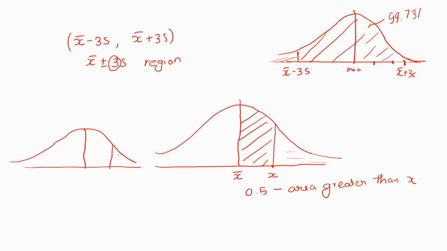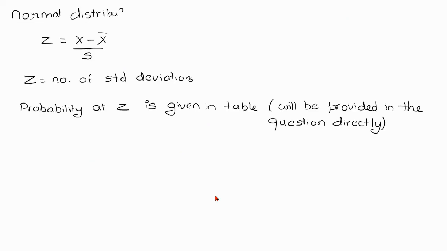If I want this area, and here is my x bar and here is x, then I can write this area as 0.5 minus the area lying between x bar and x. That is, this total 0.5 minus this area will give me this area. In this way the question can be reframed based on whatever data we have. Or we will understand this with the example.